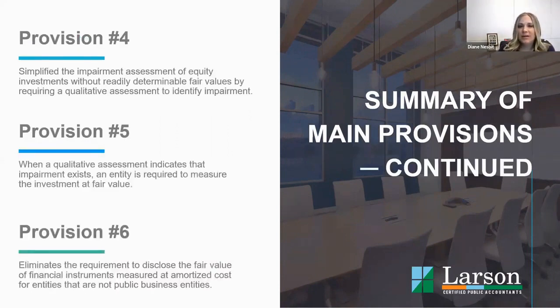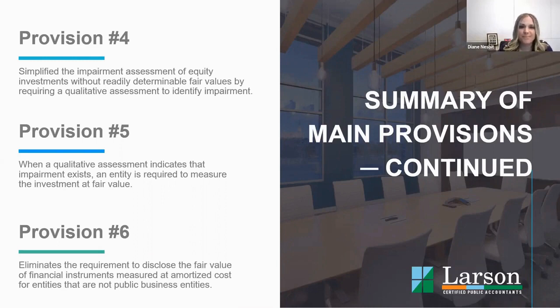All right, so a helpful thing that this new update offers is they've simplified the impairment assessment of equity investments without readily determinable fair values by requiring a qualitative assessment to identify impairment. Maybe before it was solely quantitative, but there's also qualitative information to be considered that simplified things there. When a qualitative assessment indicates that impairment does exist, an entity is required to measure the investment at fair value. So whatever observable inputs you have to help make that measure of fair value, that would be required.